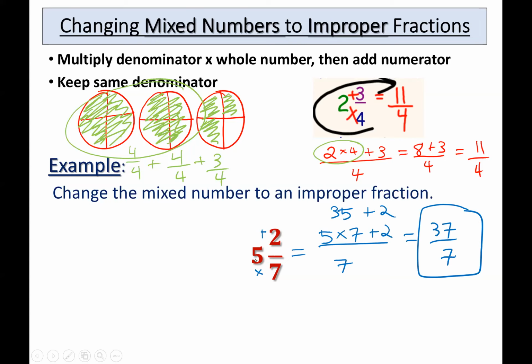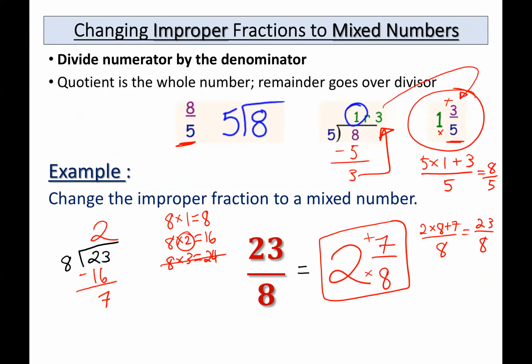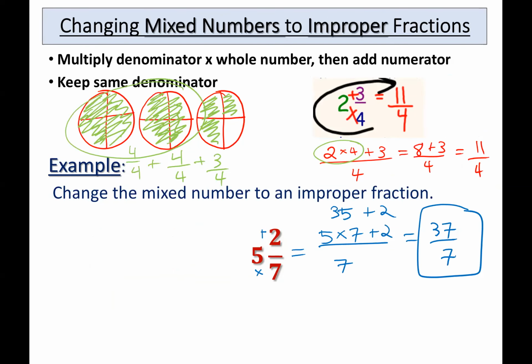And again, sorry for going out of order. I just hit an extra arrow on my PowerPoint, but hopefully we still got it all covered there. Okay, good. So we need to be able to do both of these things. We talked about improper to mixed numbers, and then we went back and talked about mixed to improper.